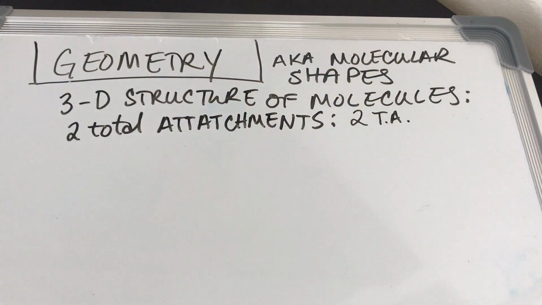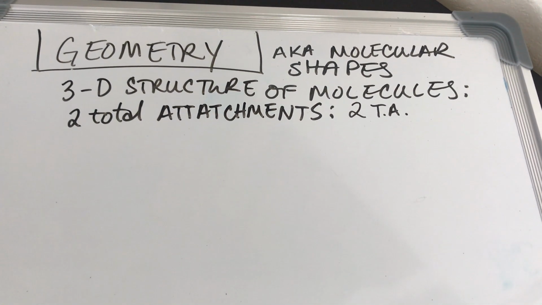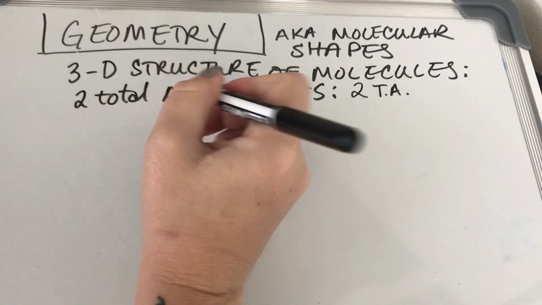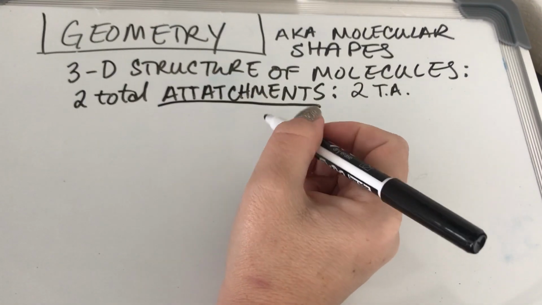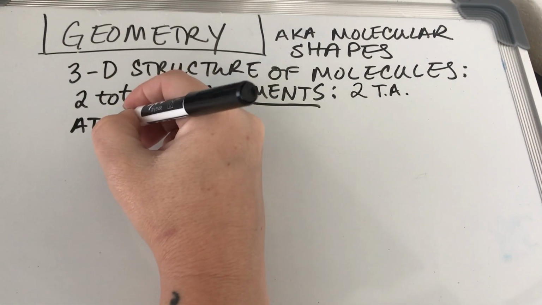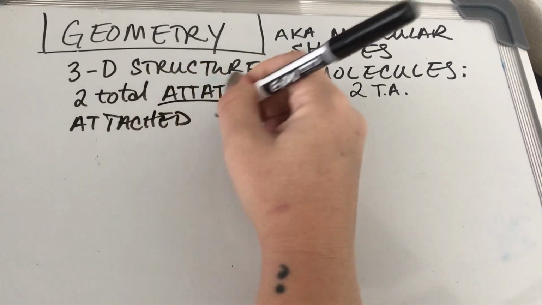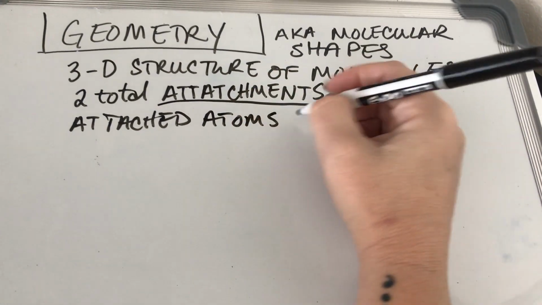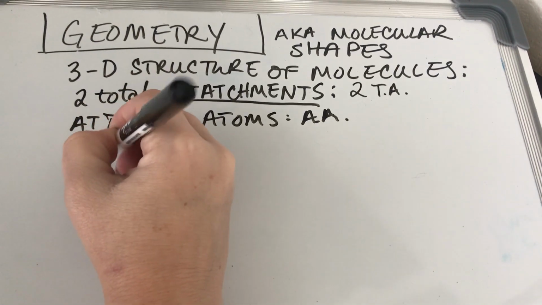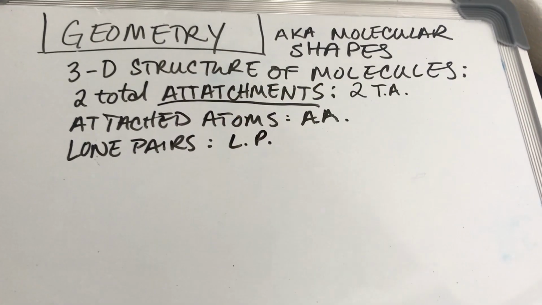Okay, so two total attachments, two TA, okay? I'm just doing some definitions first so that you guys can follow along with all of my abbreviations in my table. We have two different kinds of attachments, okay? So we can either have attached atoms, AA, or we can have lone pairs, LP. Okay?